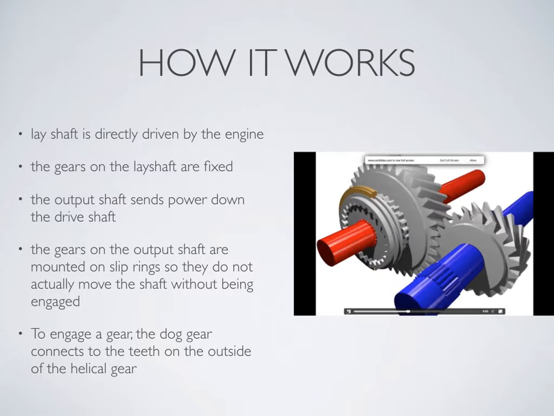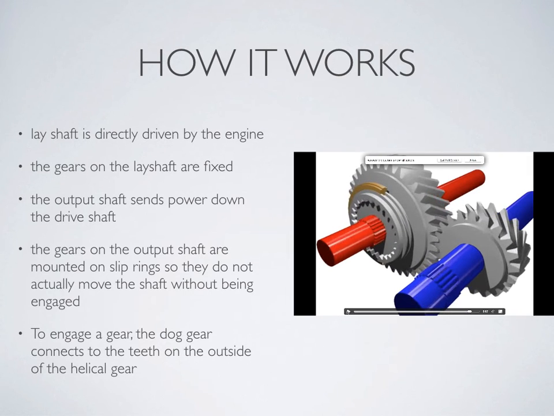To engage a gear, a selector fork is used to push a dog gear into place. The dog gear has teeth on the inside that connect to teeth on the outside of the helical gears and connect that to the output shaft, which in turn allows that gear to turn the output shaft. And here's a small animation for you to see the dog gear coming into contact with the teeth on the outside of a helical gear, which connects it to the output shaft. See, there it goes and connects and changes the output speed.